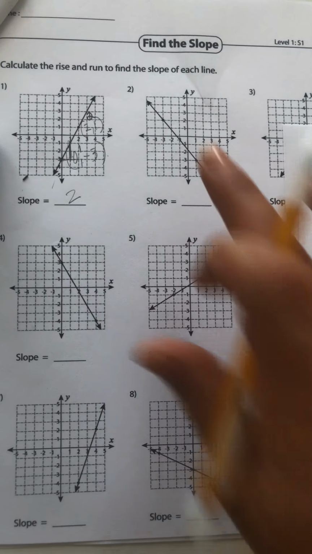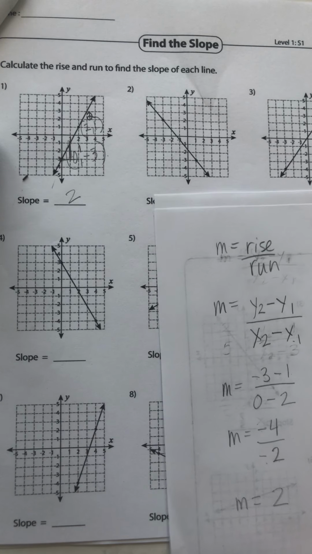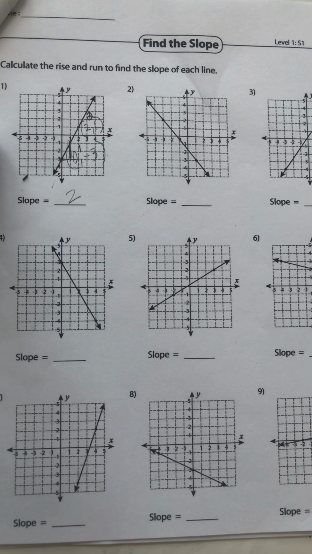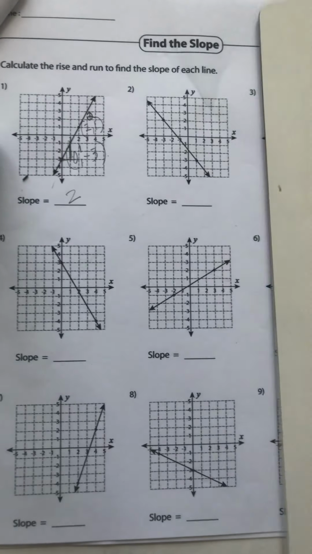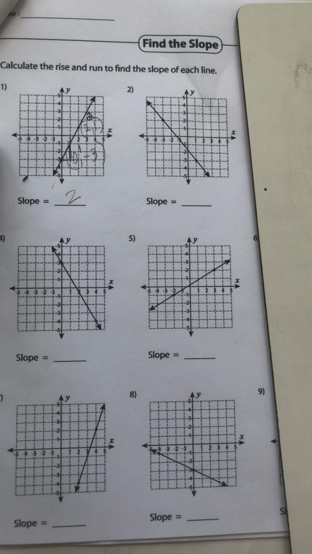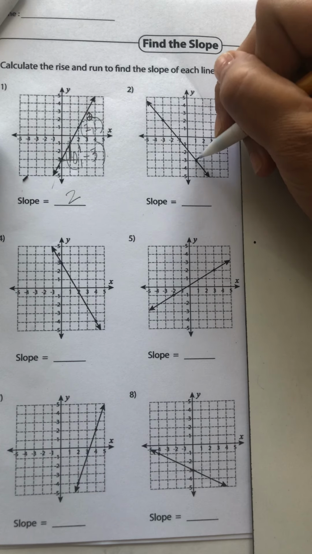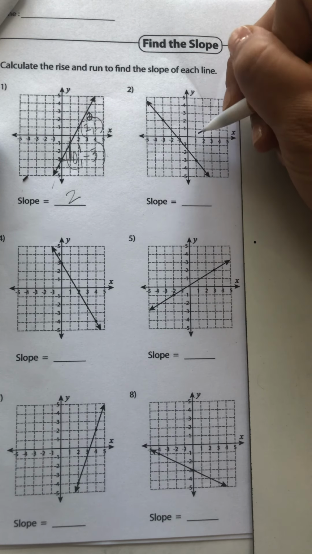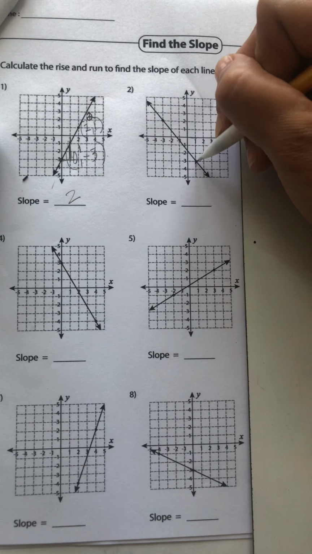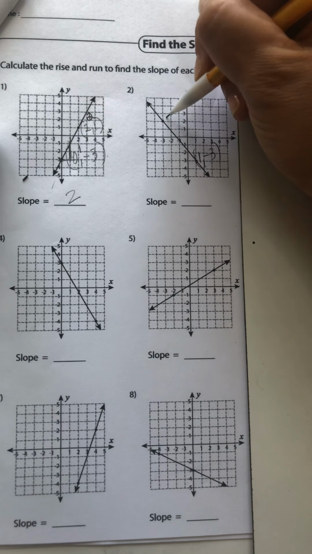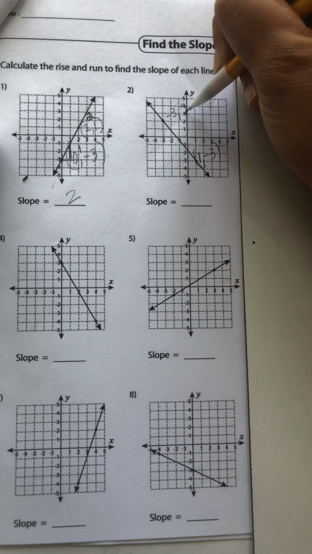All right, let's do this one together. All right, so we've got our 2 points. And I'm going to go get a dry erase board. Might make it a little easier because we're going to have to do a lot of these together. All right, so number 2, I've got points of 1, negative 3. And this one right here is negative 3, 2.